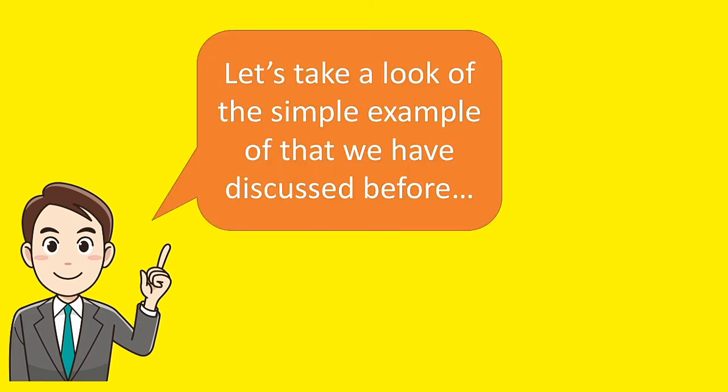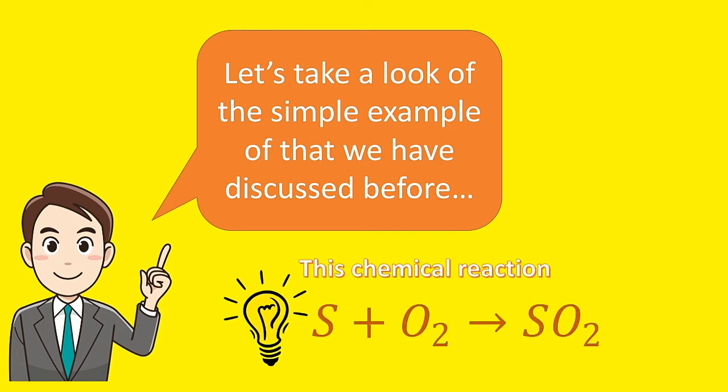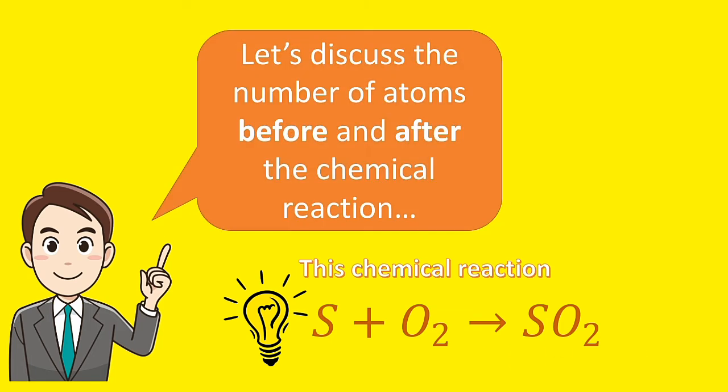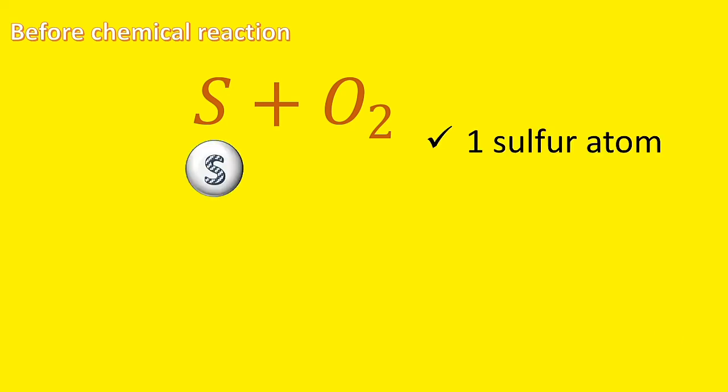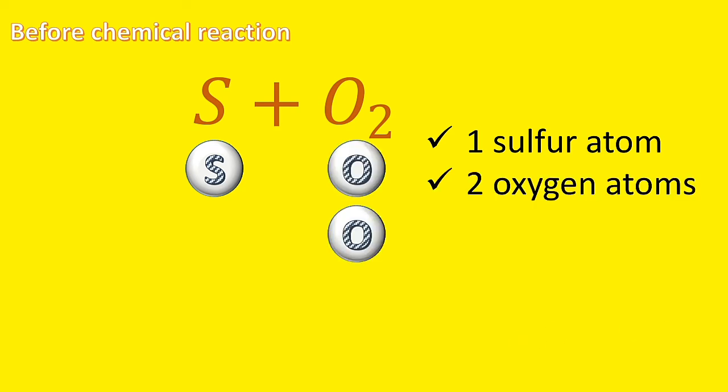Let's take a look at a simple example of what we discussed before. This chemical reaction, S plus O2 equal to SO2. Let's discuss the number of atoms before and after chemical reaction. The substance before reaction is S and O2. You can clearly see that there is one S and 2 O, which means that one sulfur atom, and also there are 2 oxygen atoms.